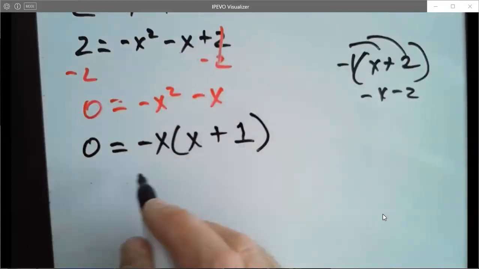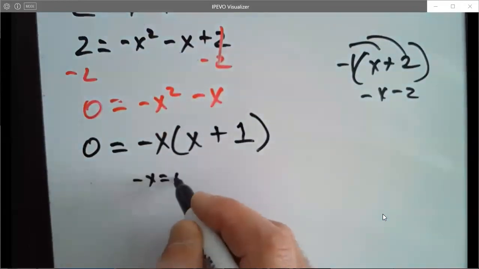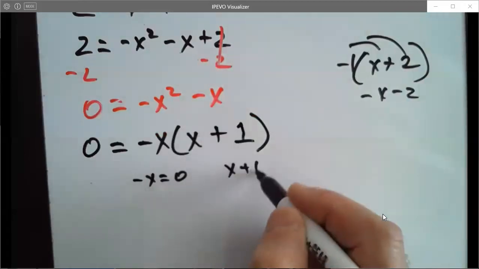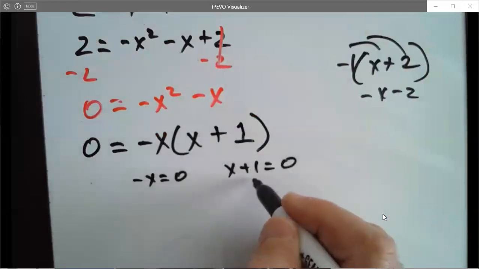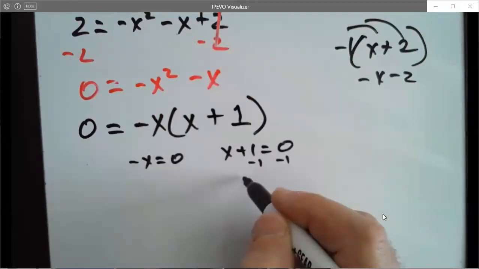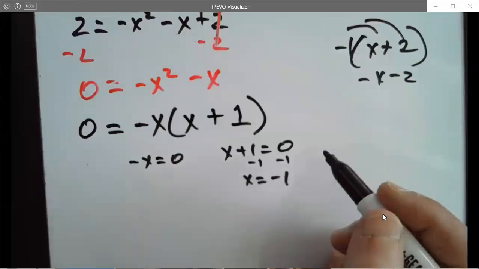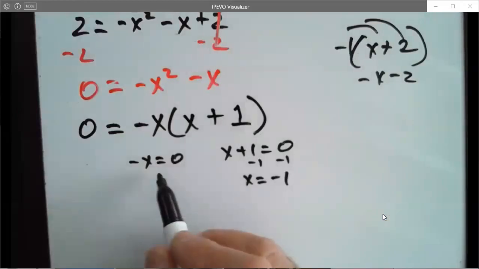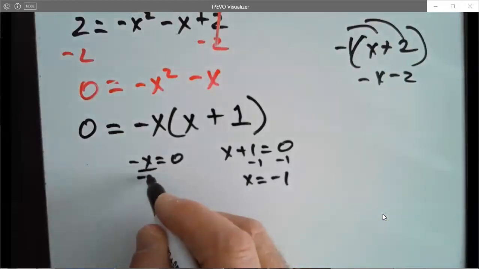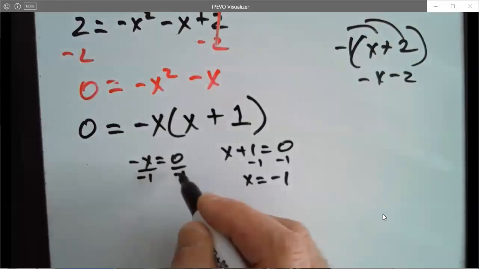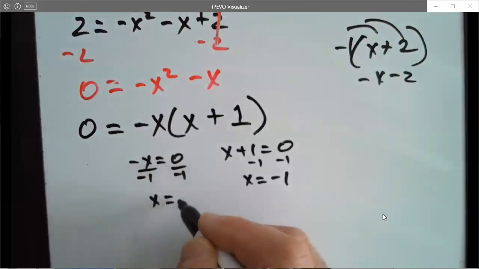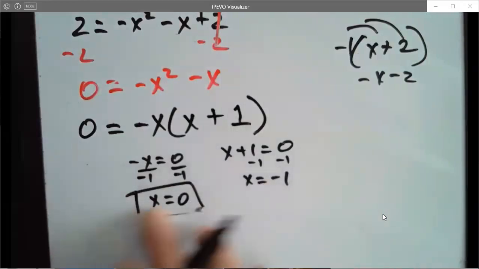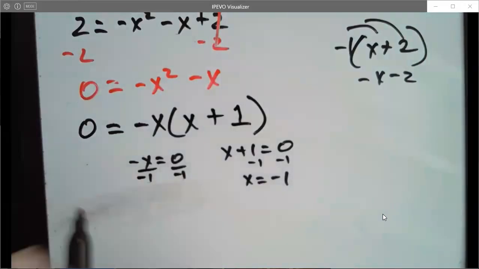Okay, so now we can set each factor equal to 0. So negative x equals 0 and x plus 1 equals 0. Subtract 1, x equals negative 1. Okay, and here we can divide both sides by negative 1. Well, 0 divided by negative 1 is still 0. So x equals 0 and x equals negative 1, but we still have to check it.